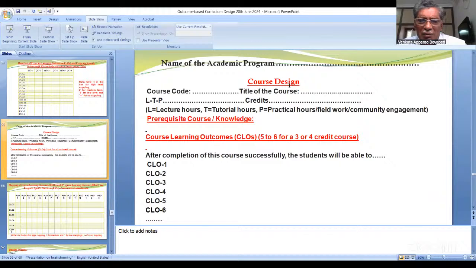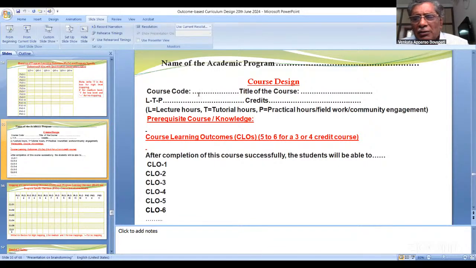Then course design: course code, title of the course, LTP. L stands for lecture hours, T stands for tutorial hours, P stands for practical hours or field work or community engagement. So in course design, this is how for every course, including elective courses, your curriculum should have course designs of all the courses, including electives. Whether you offer or not, it should be there in the curriculum.